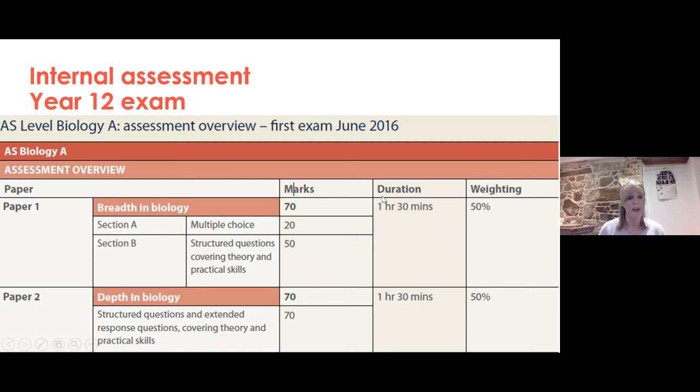The first exam is a breadth paper, so this goes into more topics, but not quite as much detail, whereas the second paper is a depth paper, which has fewer questions, but the questions themselves are extended response, so they require far more detail and depth of knowledge.